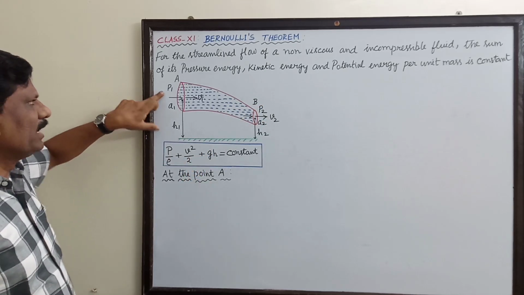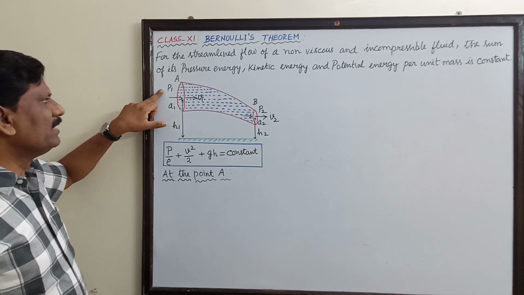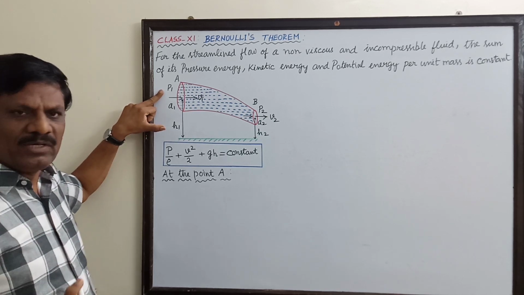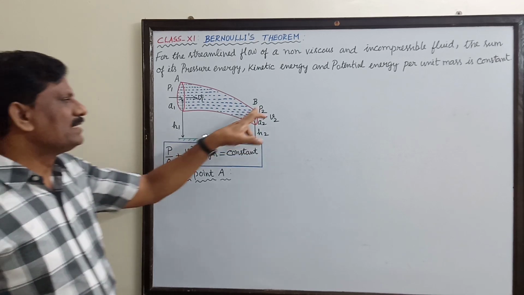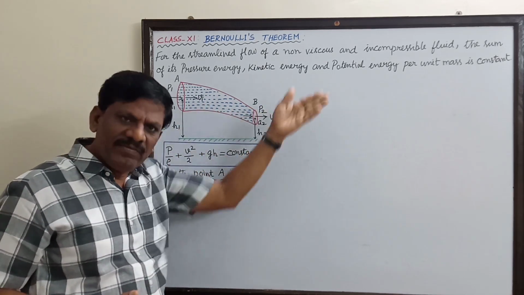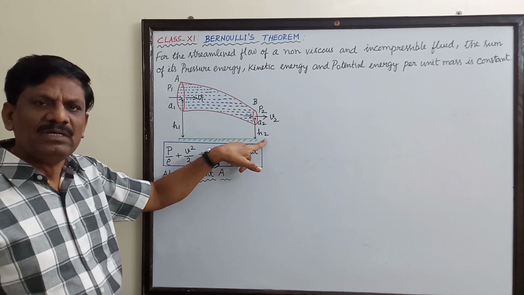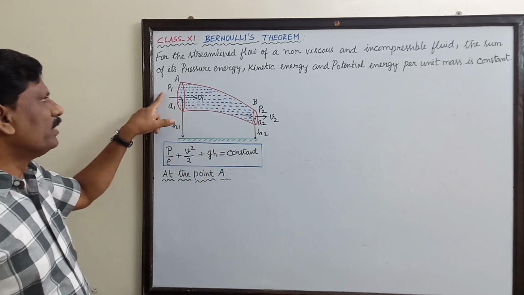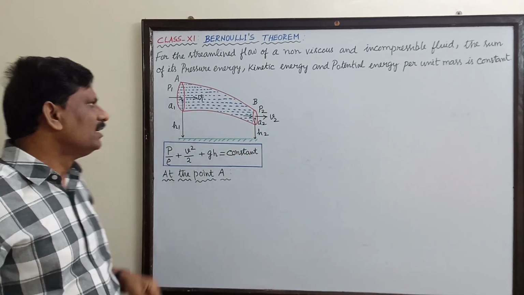Now the pressure at the left end is P1. So P1 is equal to what? h1 into rho into g, where h1 is the height from the ground surface. And what is the pressure of the liquid which is leaving out at the end B? That is equal to h2 into rho into g. So P1 is the pressure at the left end and P2 is the pressure at the right end.